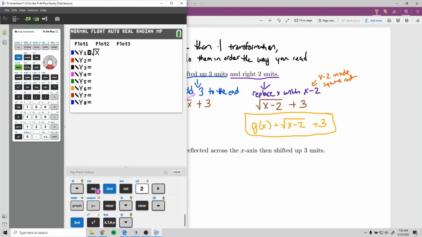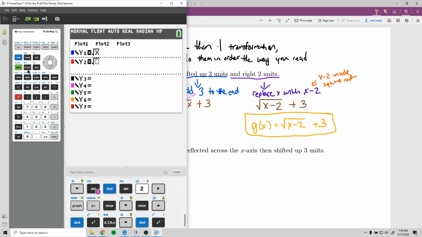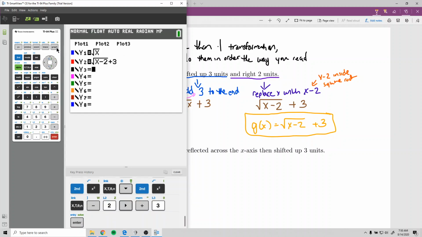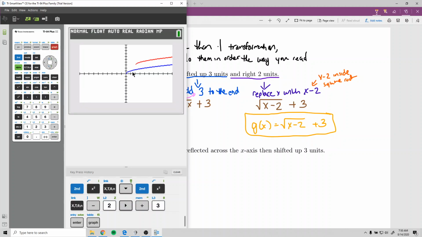We got the square root of x, and then g of x equals the square root of x minus 2 plus 3. And we're supposed to go up 3 and right 2. So think about this like the stopping point here, the beginning point for the square root of x, the original. If we go up 3, we're here, and then right 2, and we are here. We have the same shape, and we shifted the correct amount.